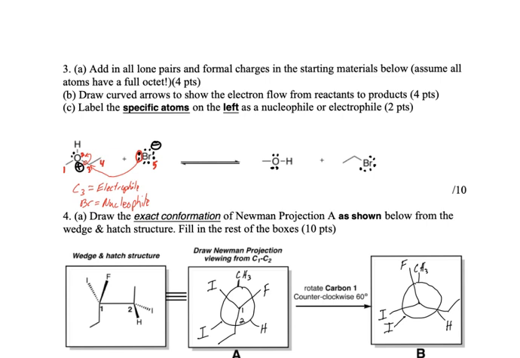Another one about drawing in arrows and lone pairs. So again, just knowing some periodic table trends. If bromine has a full octet, it has a negative charge. If oxygen has a full octet with 3 bonds and a lone pair, it has a plus charge. Looking at bonds broken and bonds formed here.